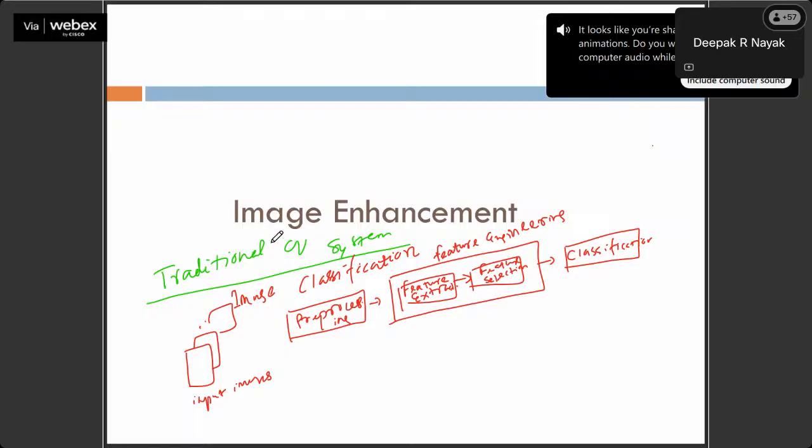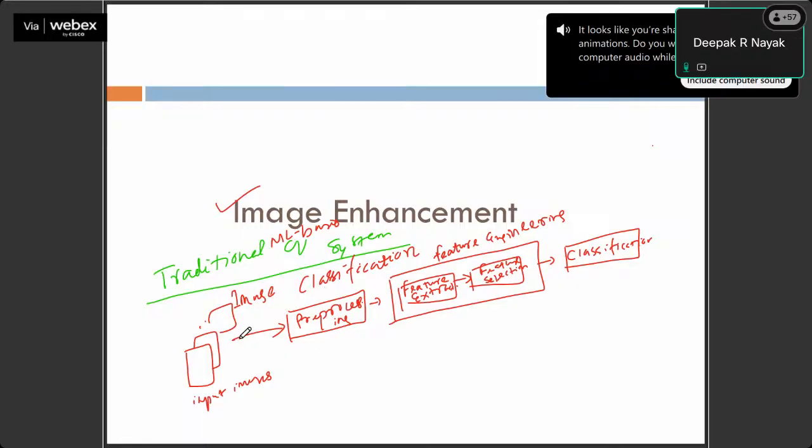This is a traditional machine learning based computer vision system. But what we are interested in modern computer vision is the deep learning based computer vision system. I'll talk about the different stages, what the weaknesses are, and why we are interested in studying image enhancement today. Given a set of images, your task is to design a computer vision system to assign a label to a particular image.